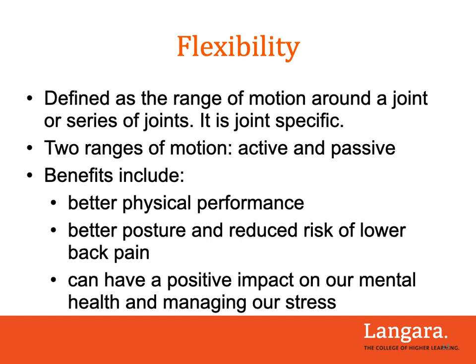There's two types, or two ranges of motion. We have active and passive. So active is when we actively stretch our body, and passive is when we passively stretch our body. An example of an active hamstring stretch would be if I lay on my back and bring my leg up as high as I can, as straight as I can, and hold that position. That would be active. Passive would be if I take a resistance band and pull my leg into that hamstring stretch position and hold it there with the resistance band.